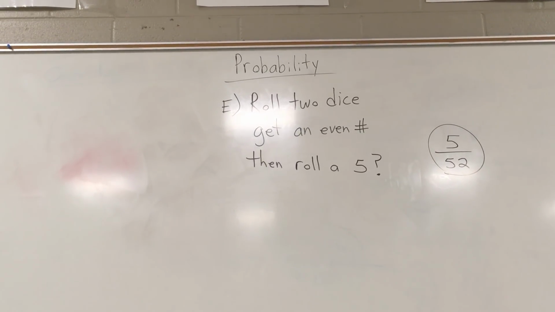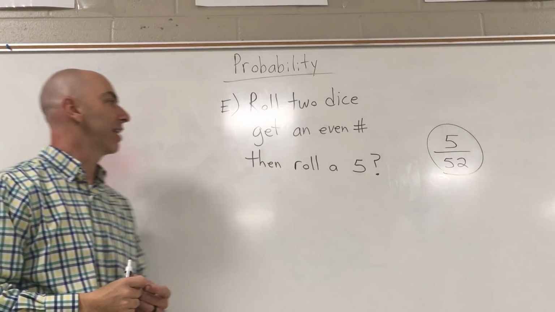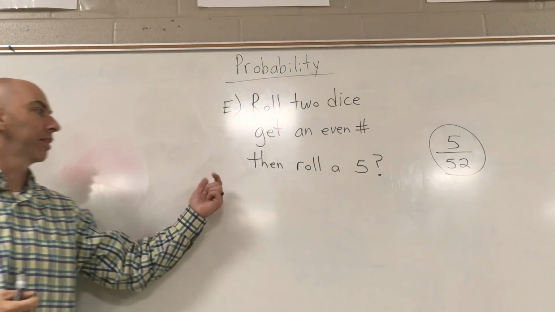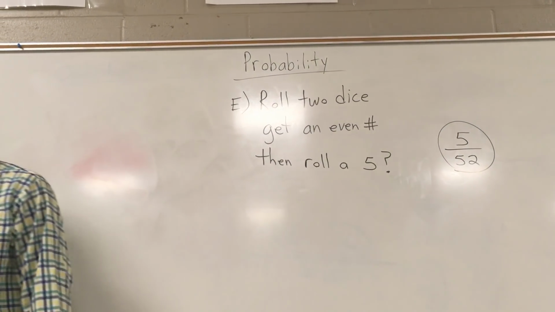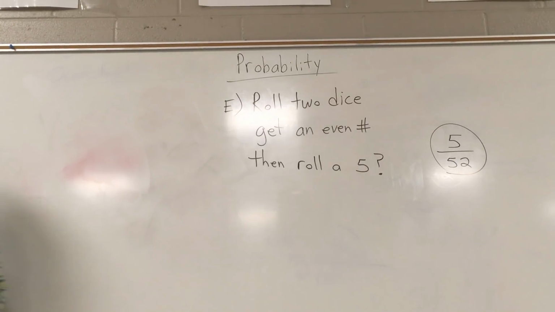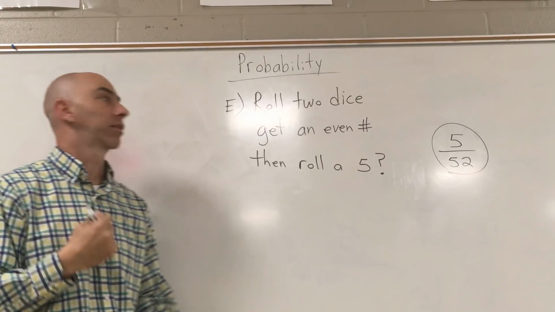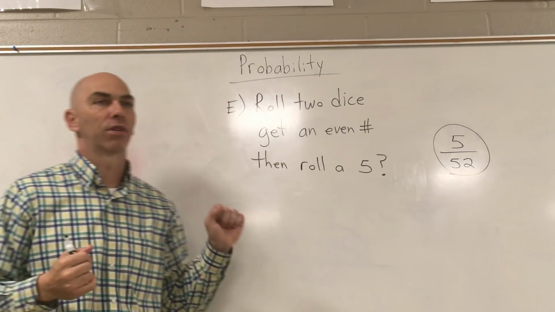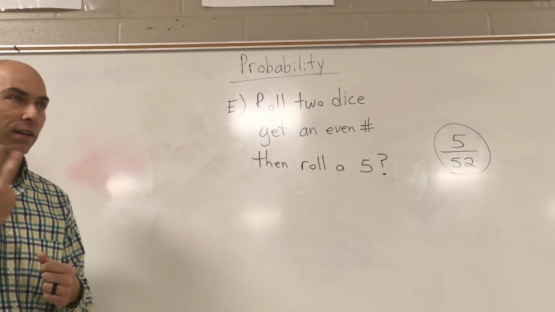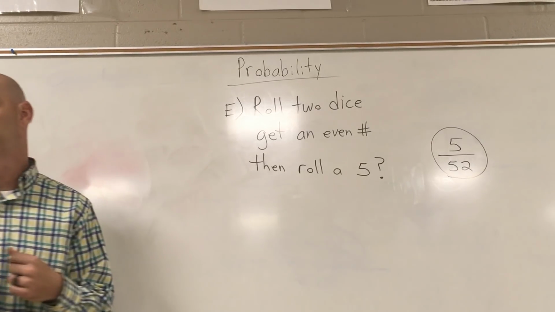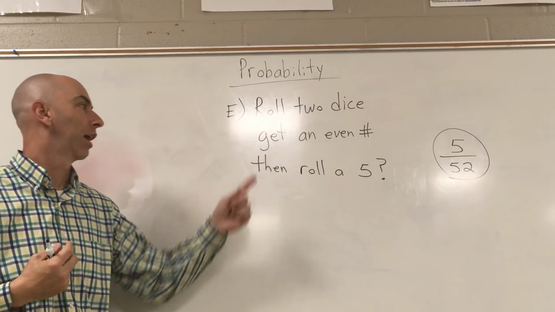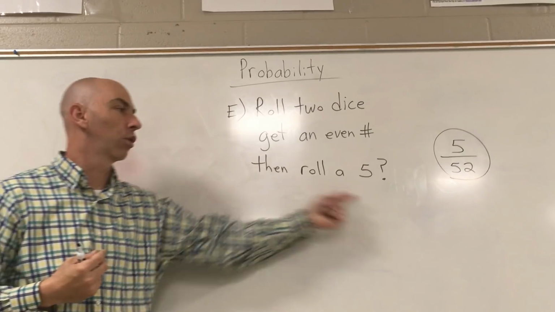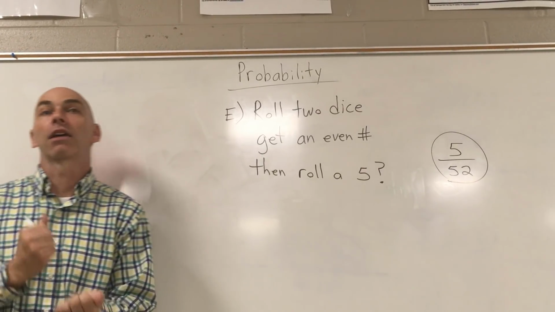Okay, roll 2 dice, get an even number on one, then roll a 5 on the second one. So just think about 2 dice. I'm rolling 2, I got a pair of dice. First one I roll, I gotta get an even number. The second one I roll, I gotta get a 5. So break it down in 2.